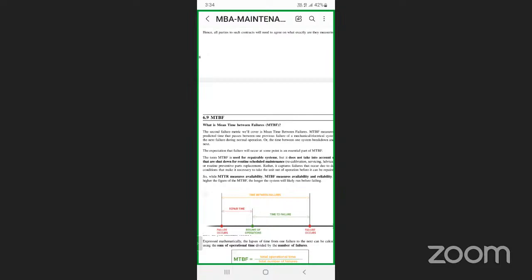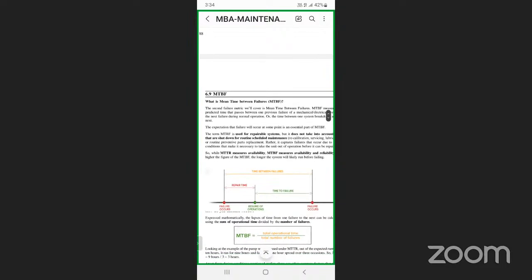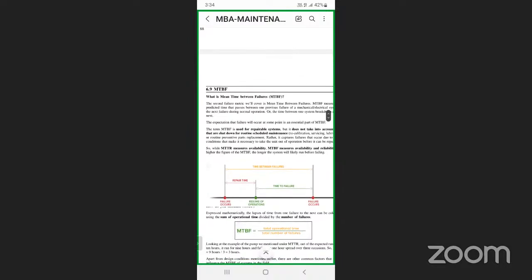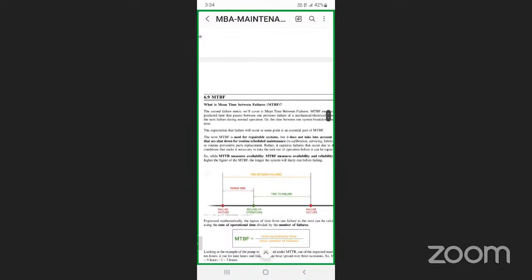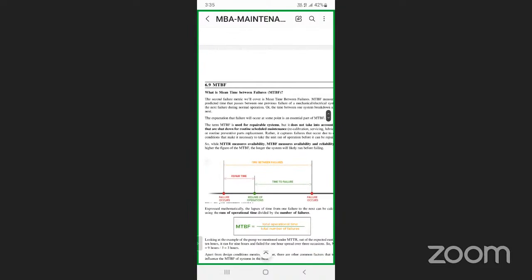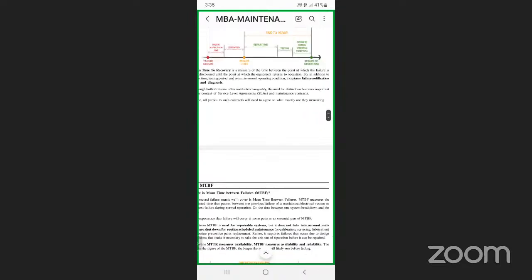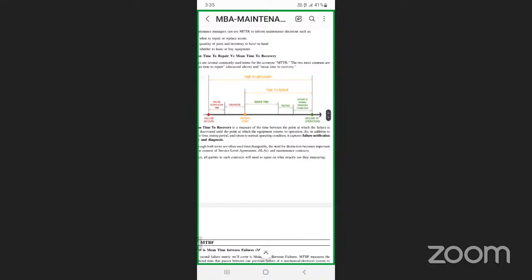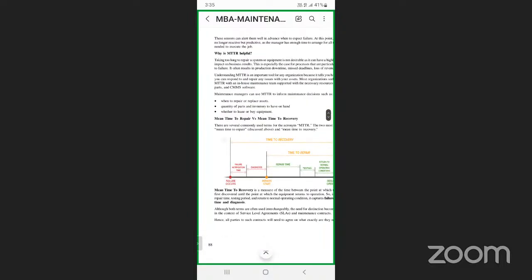Between failures. So how do you find out mean time between failures? It is total operation time divided by total number of failures. See here, extending the same example he had taken, suppose in a working day there are 10 hours, and out of 10 hours, 1 hour has gone for the 3 repairs.